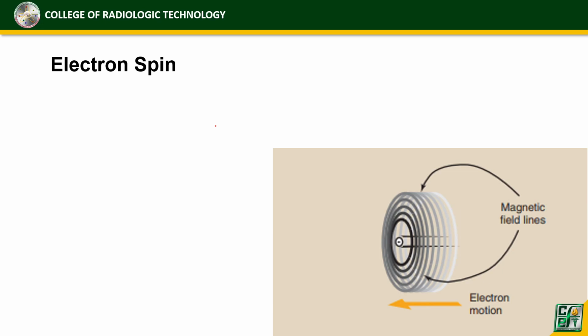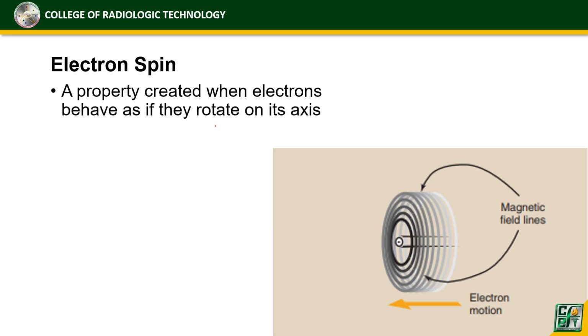Then we have to go to the electron spin, a property created when electrons behave as if they rotate on an axis. So that's the electron spin. So an electron in motion creates a magnet.